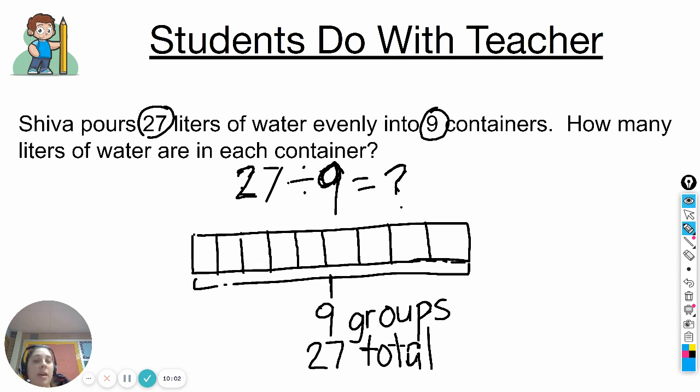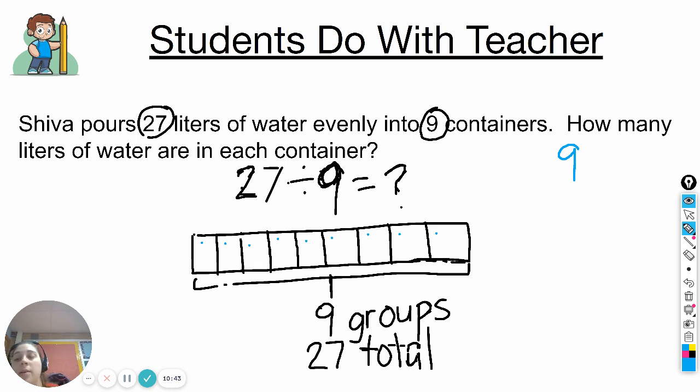Then what we need to do is we need to actually put those 27 liters into the 9 containers, and we have to do it evenly. So go ahead with me, and we're just going to make dots, and each dot is going to be like a liter of water. So start in the first one. 1, 2, 3, 4, 5, 6, 7, 8, 9. So I'm just going to keep my skip count over here like I did last time. So far we've given away 9.